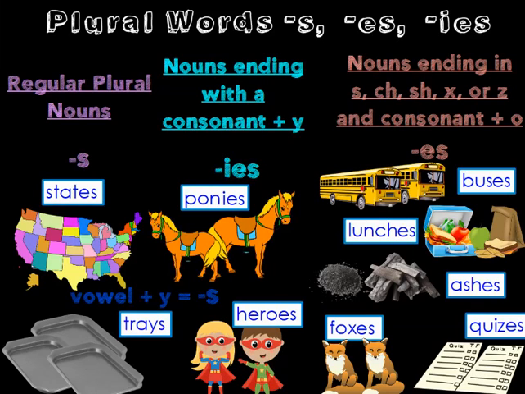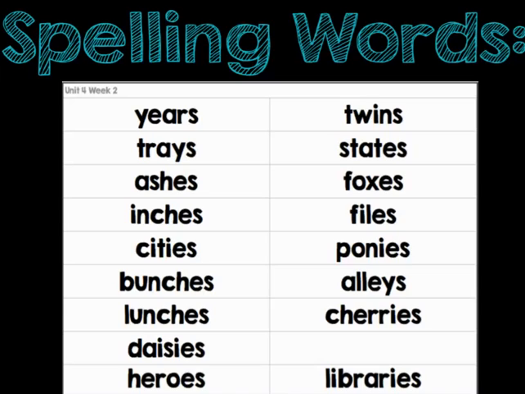Now that we've looked at examples of different ways to spell plural words, let's hop on over to our spelling list to check out the rest of the words that we have this week. As I read each of these words, I'll highlight the plural S ending.